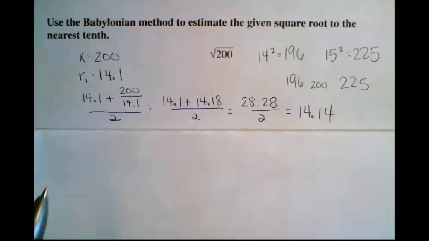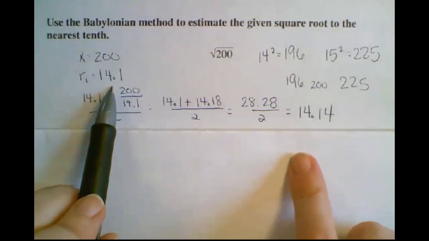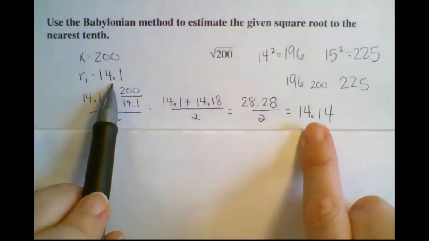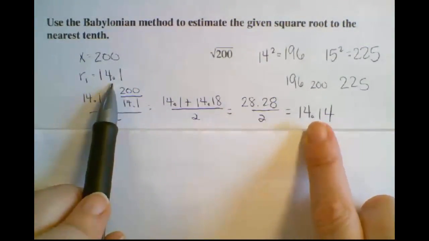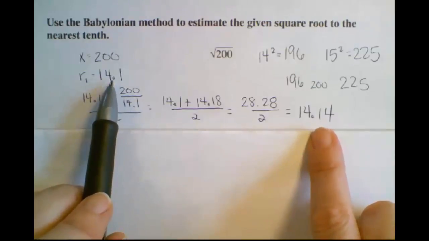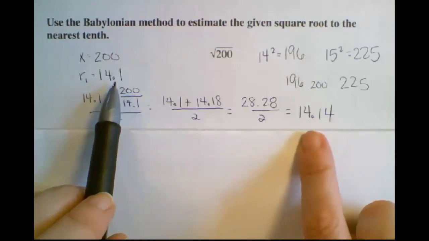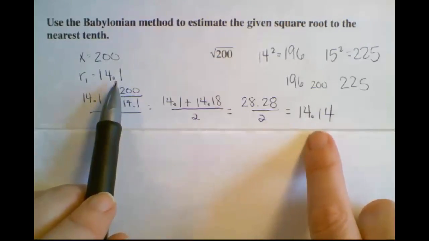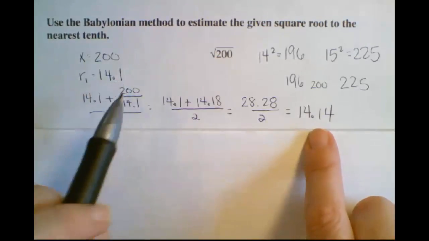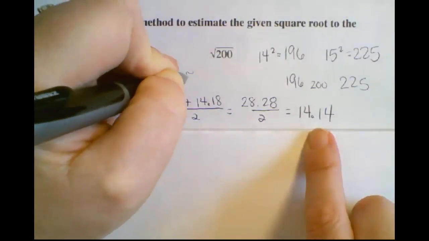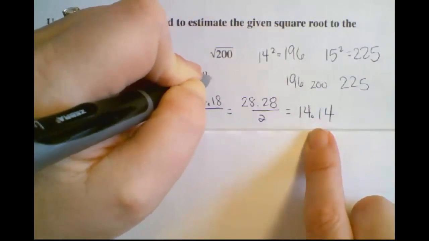14.14. Now, my initial guess was 14.1. The second guess is about the same, so I can stop here. As soon as you start getting the same answer, you can stop. So we're going to estimate that the square root of 200 is about 14.1.